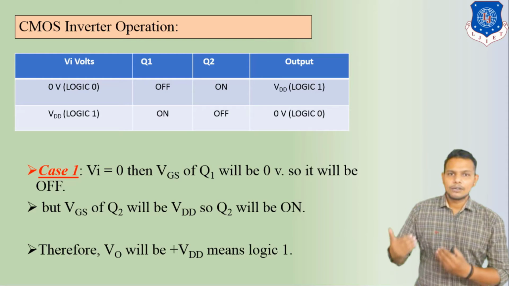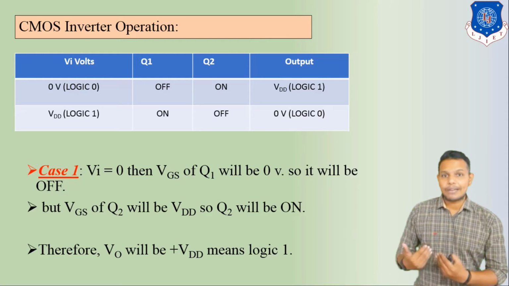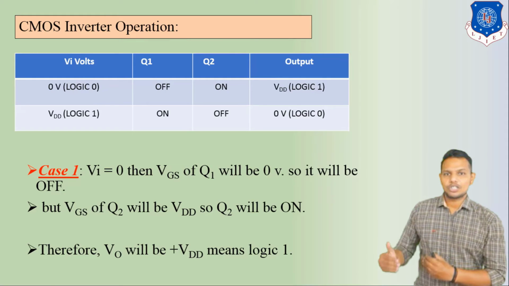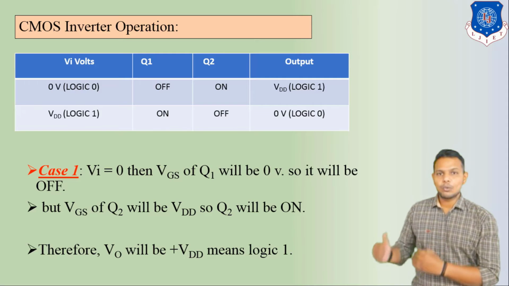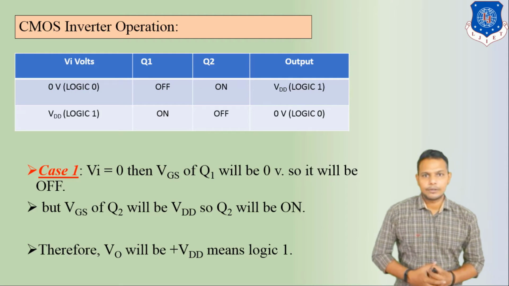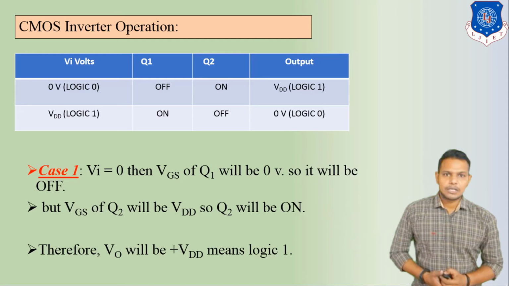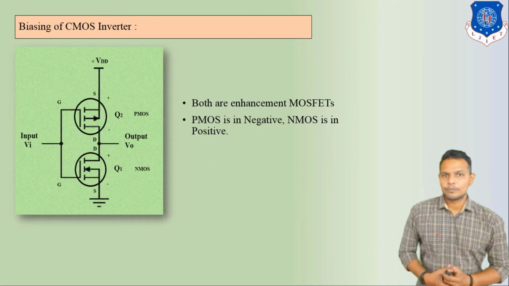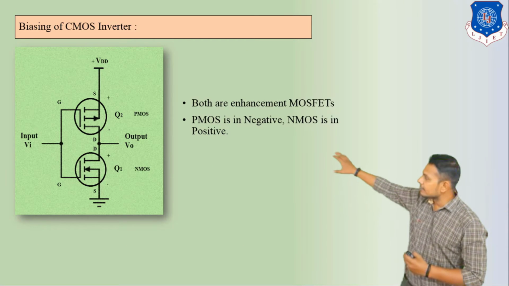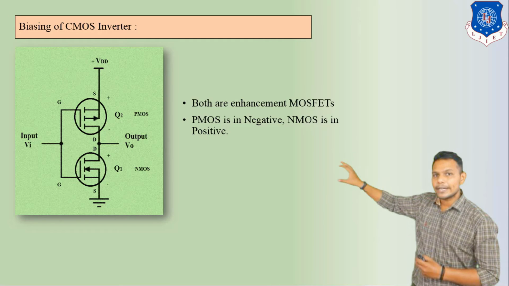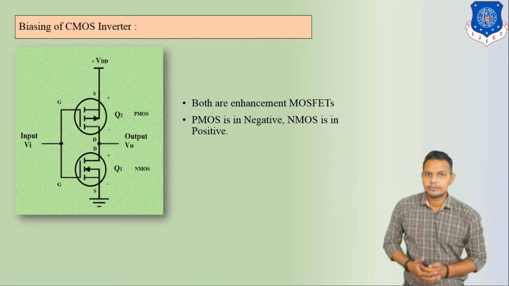If we applied VDD, or we can say plus 5 volt in analog term, that means in digital it means logic 1. Then Q1 and Q2 is on or off, we have to conclude here through this operation. So first, in case number 1, if we applied Vi is equal to 0. So here we can see in this circuit diagram, if we applied 0 in input, then what happened?